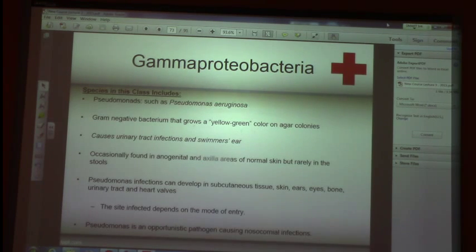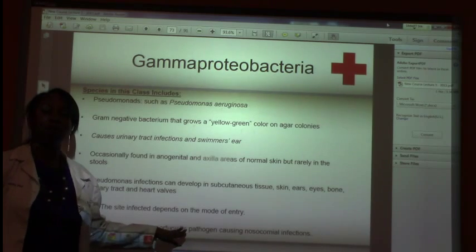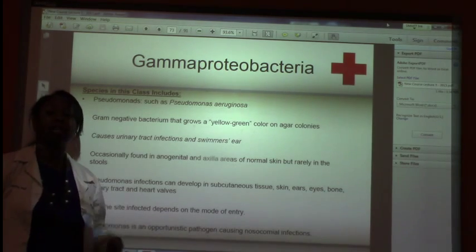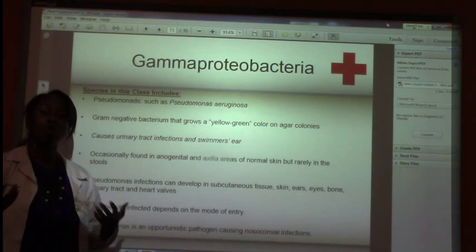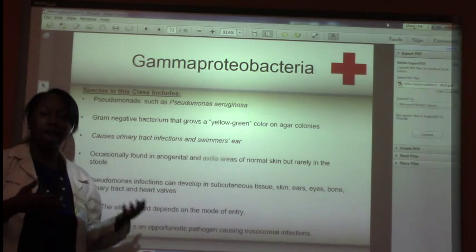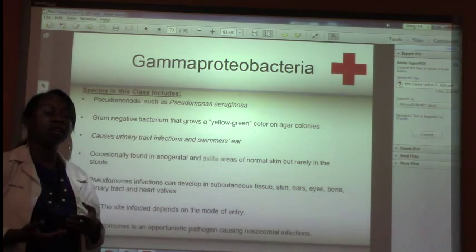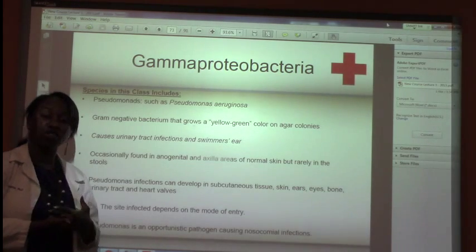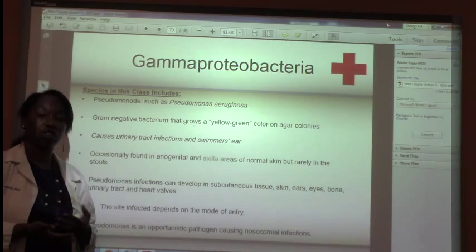Pseudomonas infections can develop in the subcutaneous tissue, as well as the skin, ears, eyes, and bones, as well as urinary tract, and then heart valves. So for each of these locations that are mentioned, the site infected actually depends on the mode of entry. Mode of entry simply means at what site does one acquire the organism, and how is it acquired? Is it via, again, traumatic injury, self-inoculation, and so on and so forth.